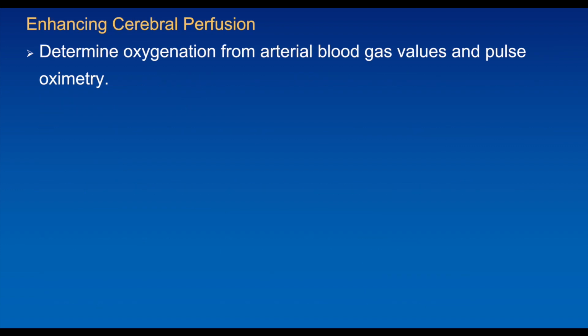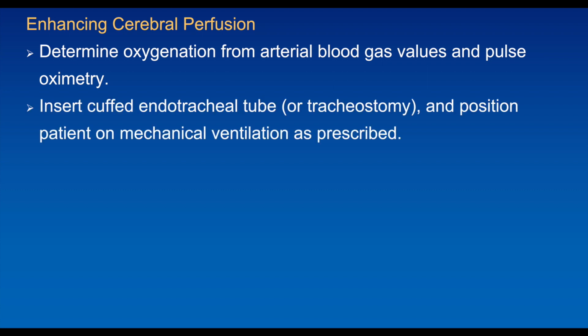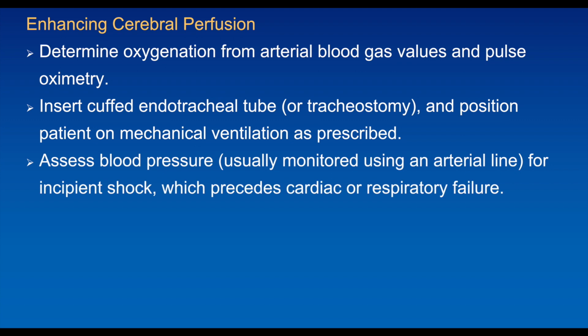Enhancing cerebral perfusion. Determine oxygenation from arterial blood gas values and pulse oximetry. Insert cuffed endotracheal tube or tracheostomy and position patient on mechanical ventilation as prescribed. Assess blood pressure, usually monitored using an arterial line, for incipient shock which precedes cardiac or respiratory failure.